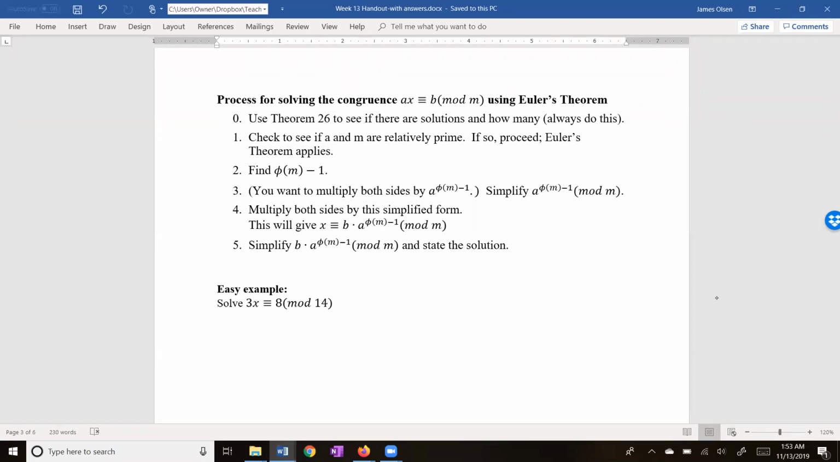Then we calculate phi of m minus 1. We're going to be multiplying both sides of the equation by a to the power of phi of m minus 1, multiplying both sides by the inverse. So we're going to simplify so that we know what to multiply by. Then we multiply on the right-hand side and simplify that. So let's take a look at our first example.